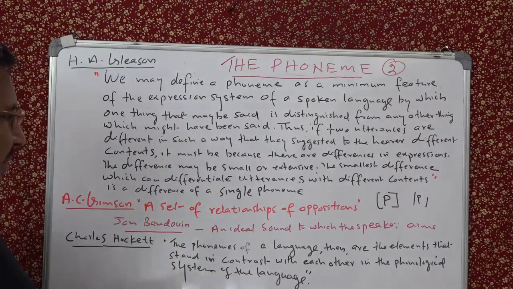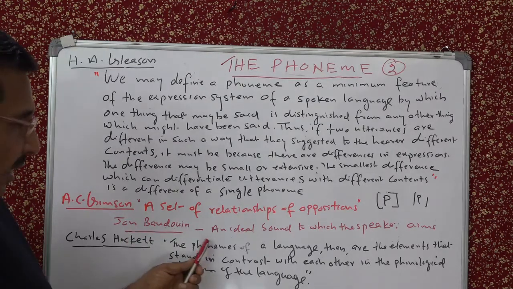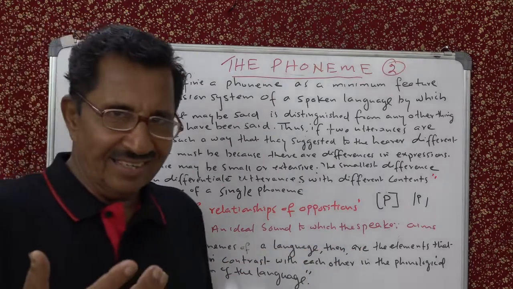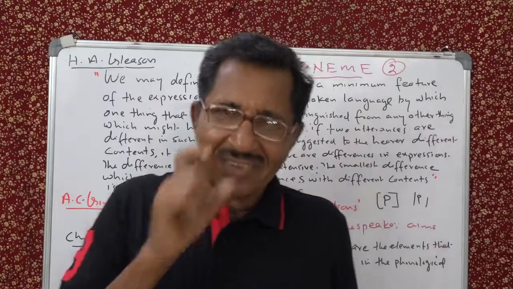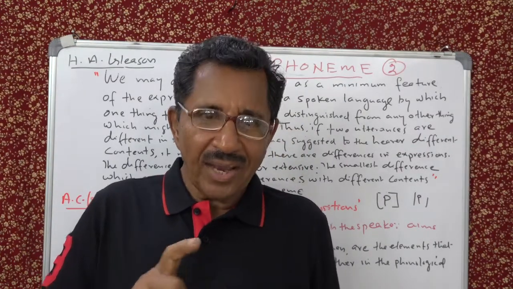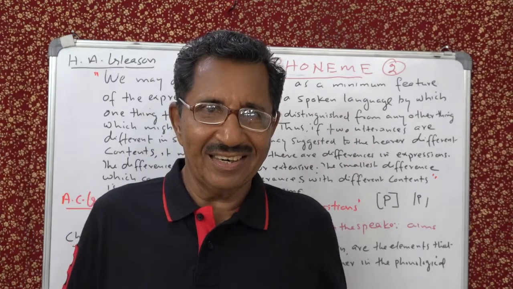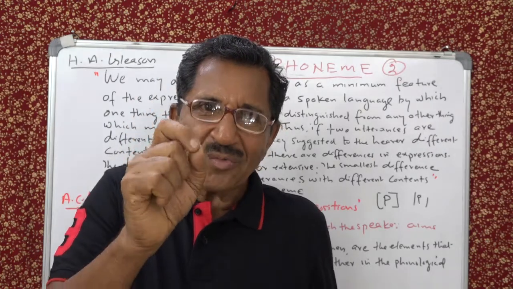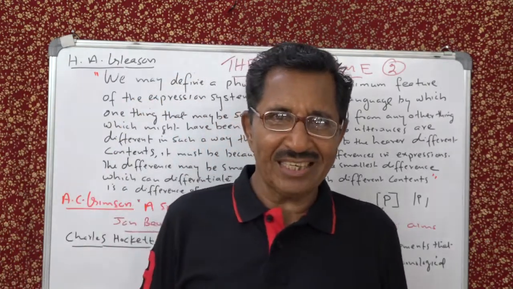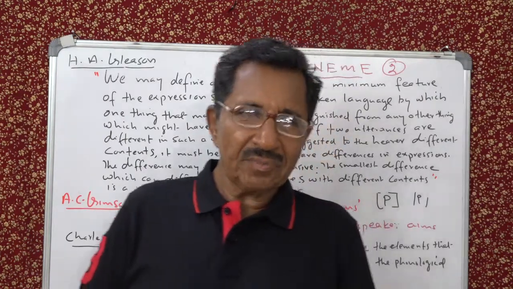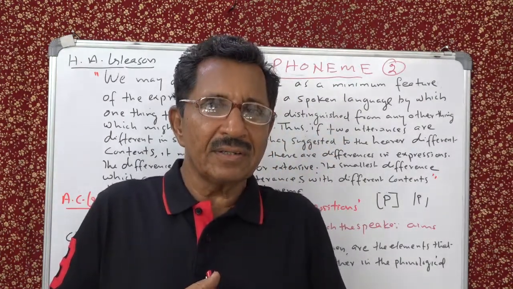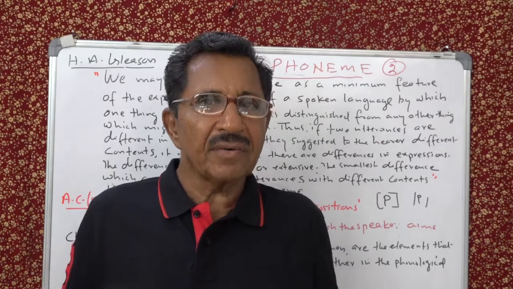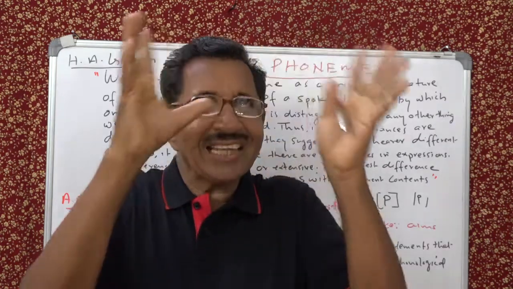And Daniel Jones says that it is an ideal sound to which the speaker aims. Because I myself can say p, and when I say p again, it will be different. You cannot produce the same sound for a second time. You can measure it. Now you say, I am going to say p. Different. So there is an ideal sound.